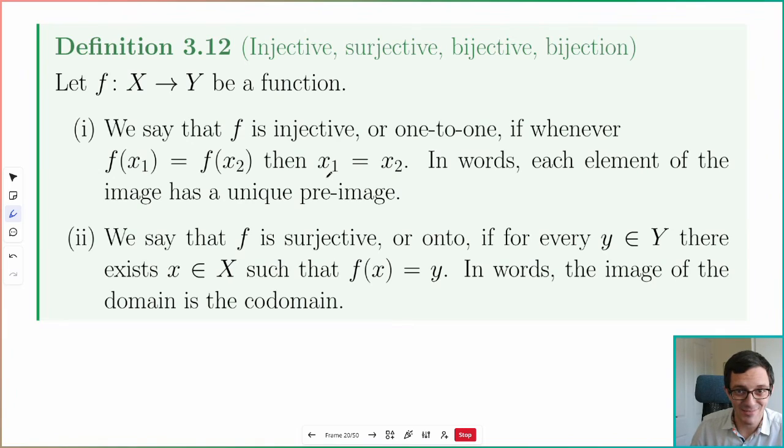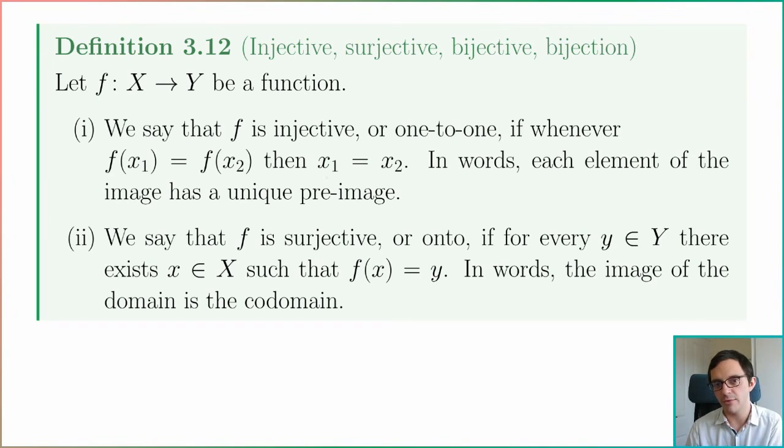That's injective. We also have this word that f can be surjective, or onto, if for every y in Y, there's an x in X such that the function on x takes the value of y. You reach everything in the codomain. In words, the image of the domain is the codomain.